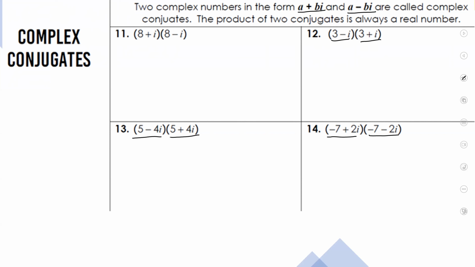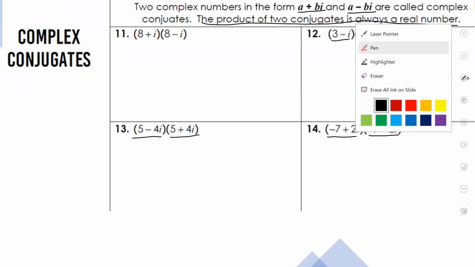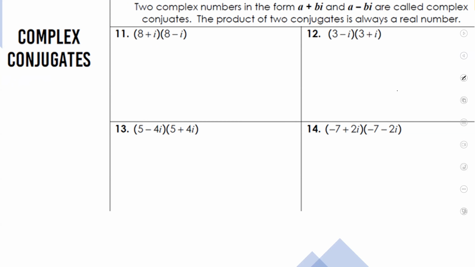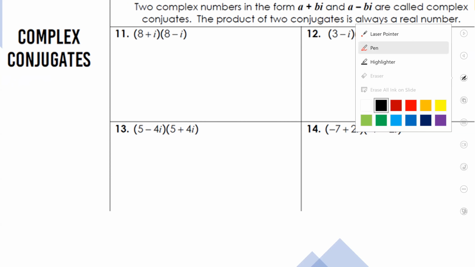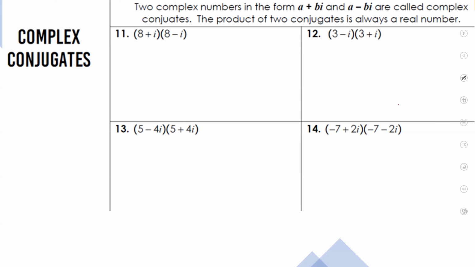Okay, and so now they're just multiplying it. Now here's the hint. The product of two complex conjugates is always a real number. So let's test out that theory. Which one would you like me to do? 11, 12, 13, or 14? 14? Okay, so negative 7 times negative 7 is 49.